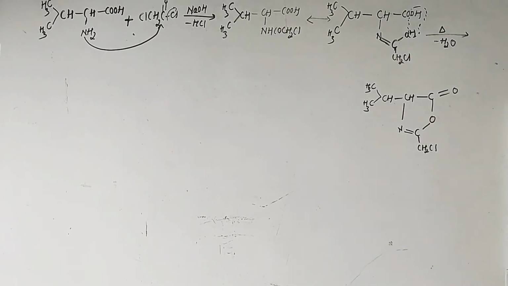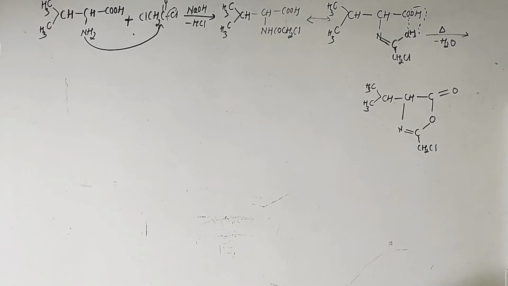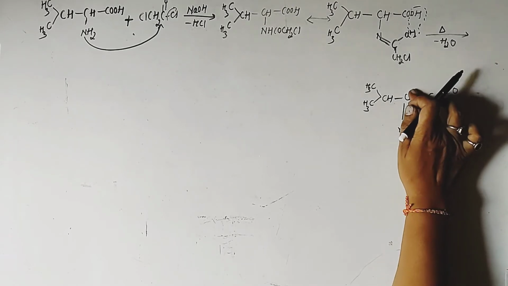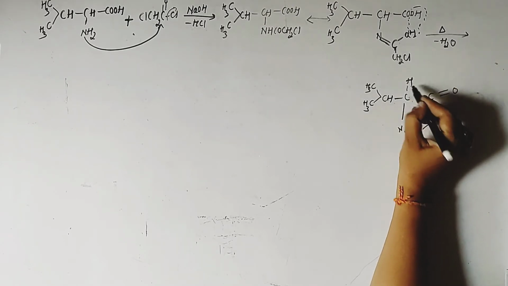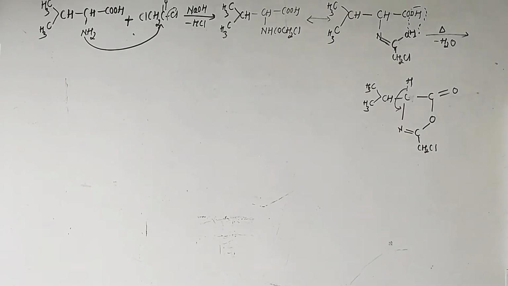So this is the 5-membered ring, which is known as oxazolone derivative. As the nitrogen and oxygen are in the same ring, these are called oxazolone derivatives. Now a simple rearrangement reaction takes place. The hydrogen present on this carbon will donate its electron. So I will simply write this as H, and this hydrogen will donate its electron towards this ring.